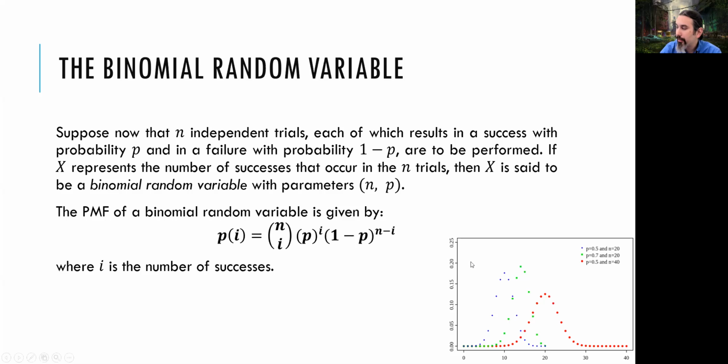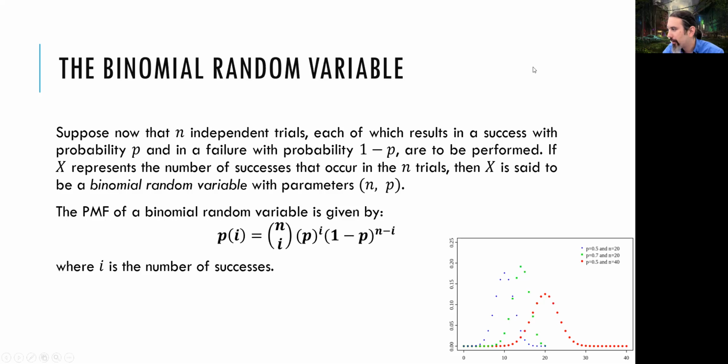So in the graph on the right-hand side, right bottom side, you can see three different binomial random variables. One of them, the blue one, has a success rate of 0.5 and a trial number of 20. The green one has a success rate of 0.7 and a trial number of 20. The red one has a success rate of 0.5 and a trial number of 40. Now, you can see how the number of trials and the success rate changes the graph.